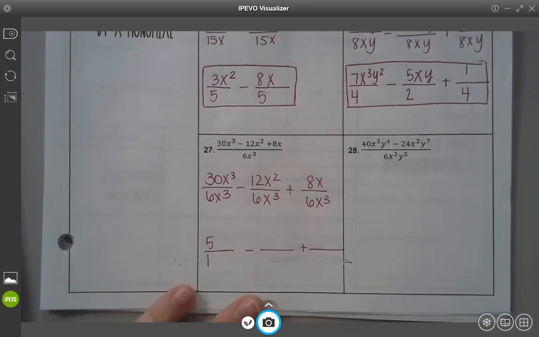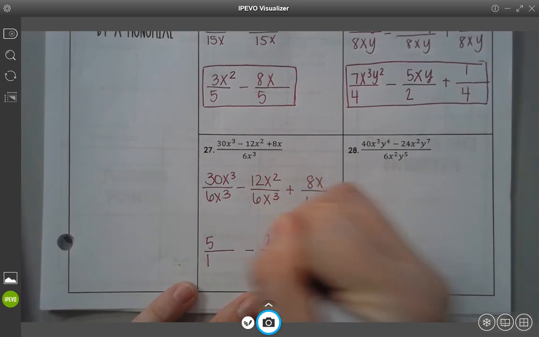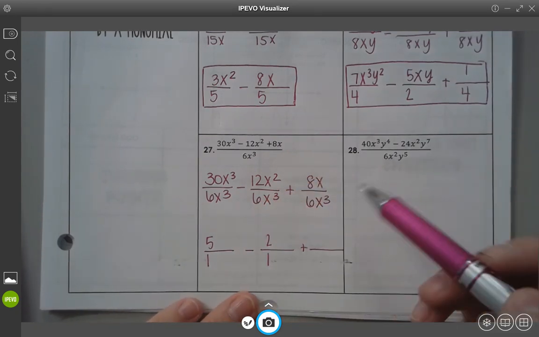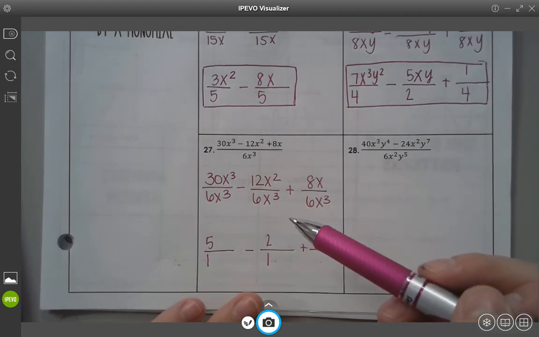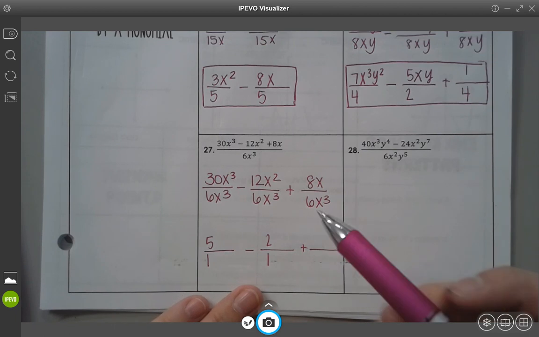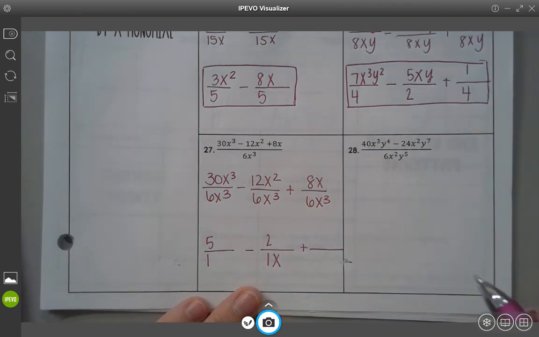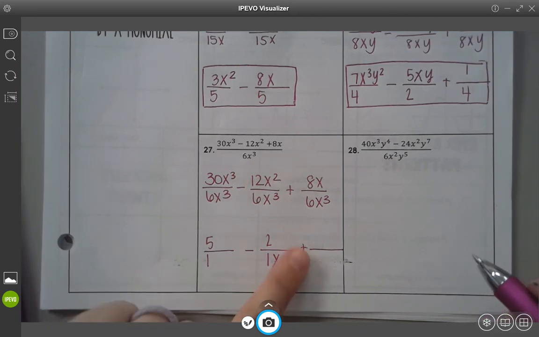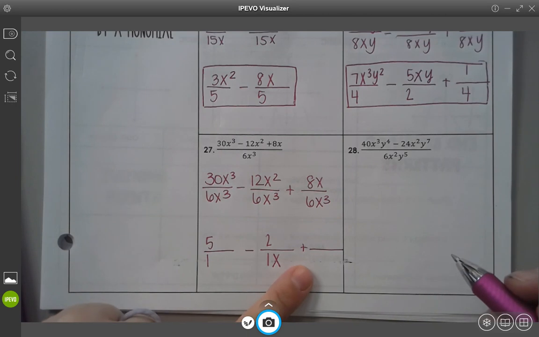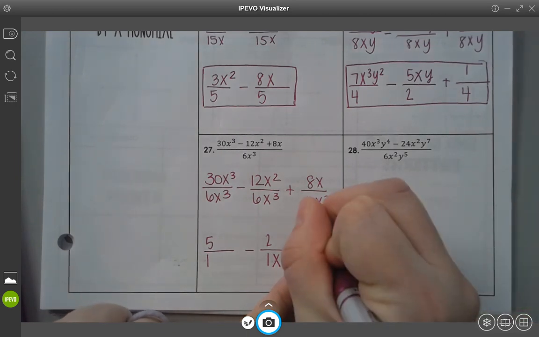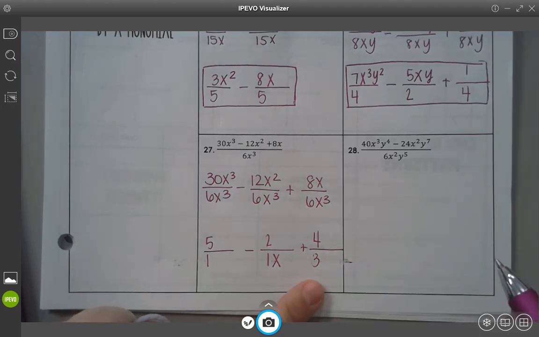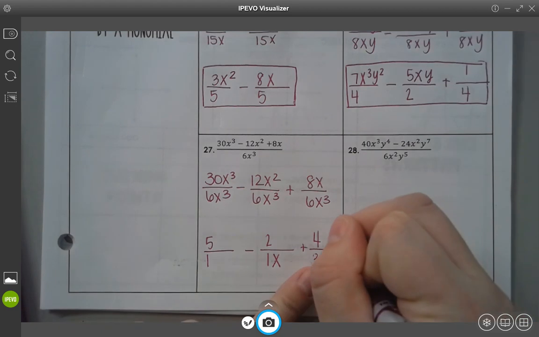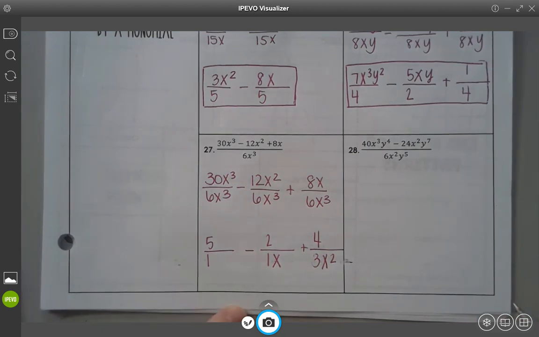Then we go to our next one. What does 12 over 6 simplify to? 2 over 1, yep. Now let's look at our x's. We have one more x in the bottom than the top, right? So when we cancel out, there's still going to be an x left at the bottom. What does 8 over 6 simplify to? 4 over 3. And then when we cancel out x's, how many am I left with? 2 of them on the bottom, so x squared on the bottom.